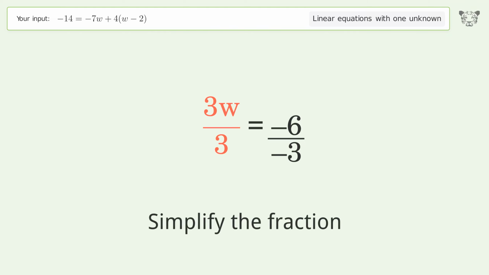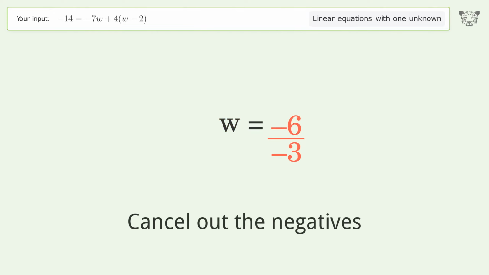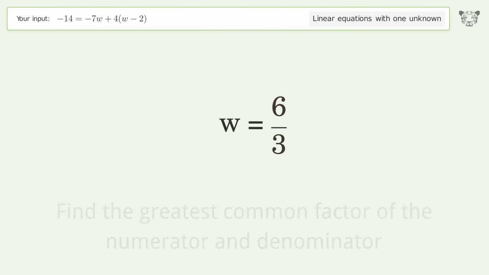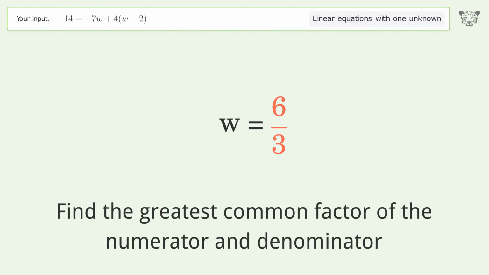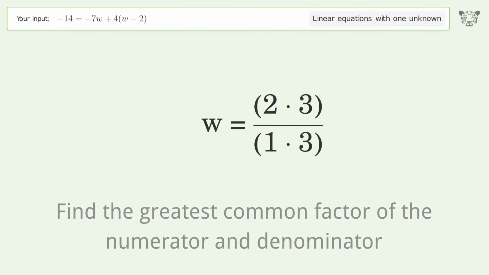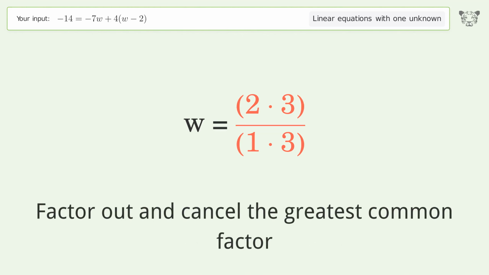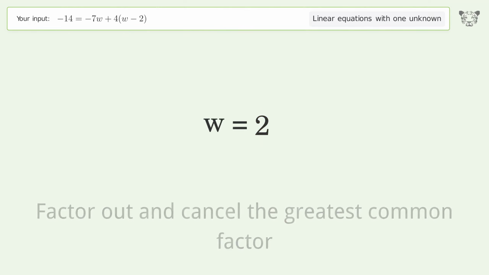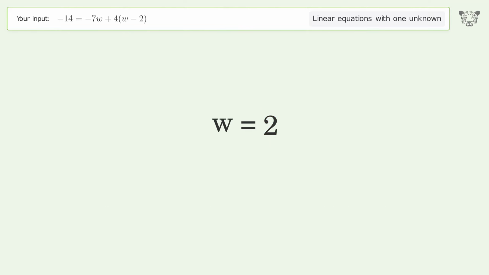Simplify the fraction. Cancel out the negatives. Find the greatest common factor of the numerator and denominator. Factor out and cancel the greatest common factor. And so the final result is w equals 2.